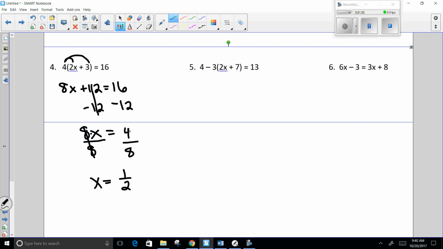The reason why is because 4 and 8 both have a factor of 4. 4 divided by 4 is 1. 8 divided by 4 is 2. X equals 1/2 is your answer. The calculator can also do that for you.